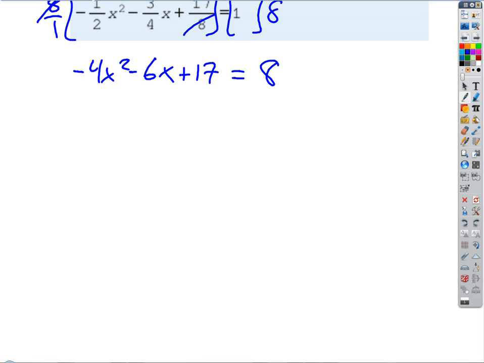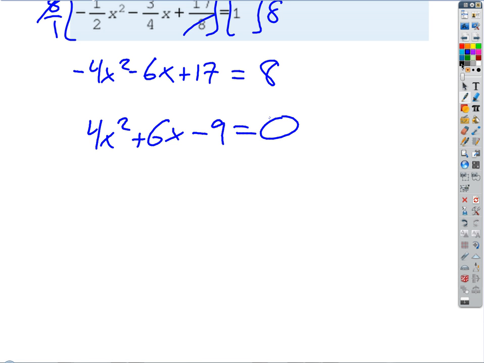All right, so if I add everything to the right side, I'm going to get 4x squared. I'm going to add 6x over there, and I'm going to subtract 17. So negative 17 plus 8 would be what? Negative 9. And then I'm going to have an equals 0 on the left, but let's put it on the right instead, right? So now all we have to do is just apply the quadratic formula.